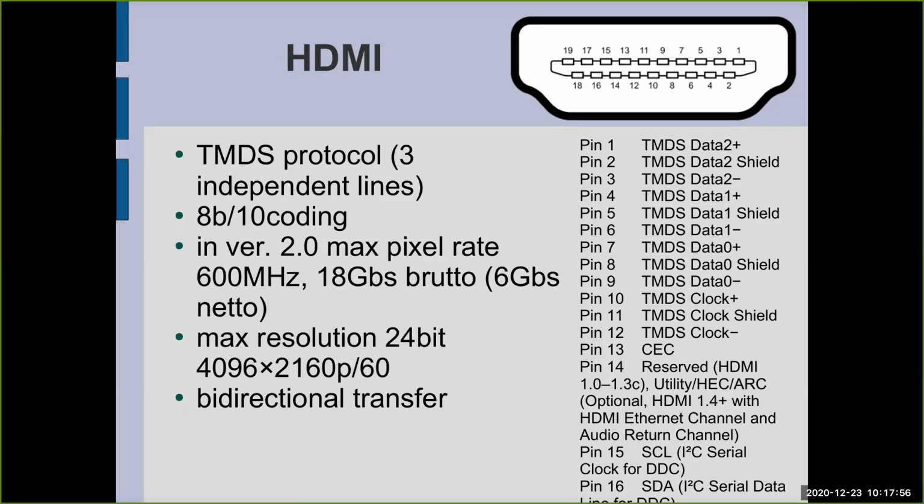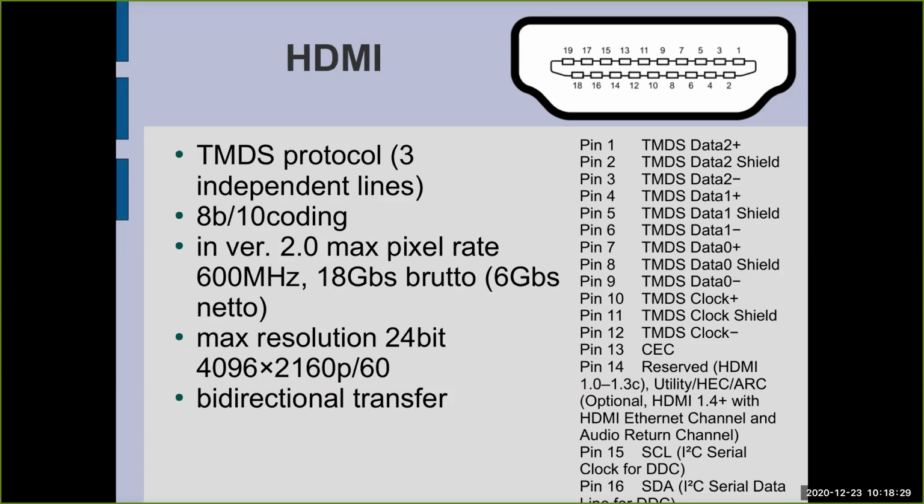We also have different interfaces here. For example, I2C interface, which is used for low speed communication between the device and computer. Looking at the throughput is about 6 gigabits net.